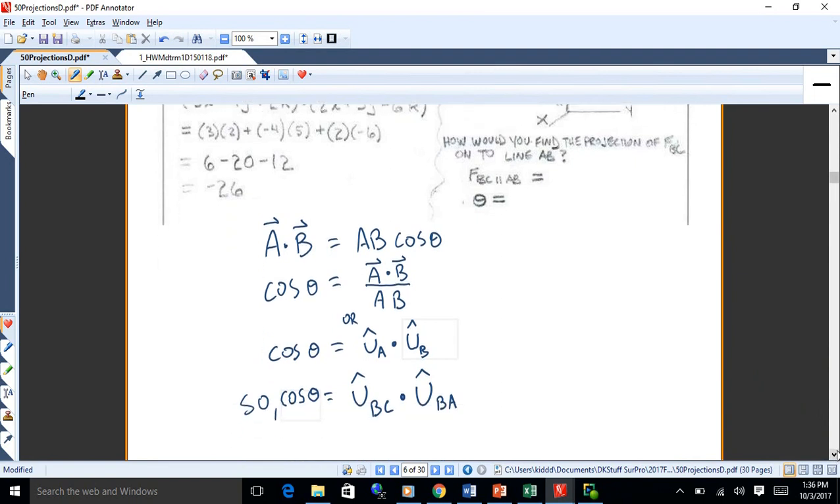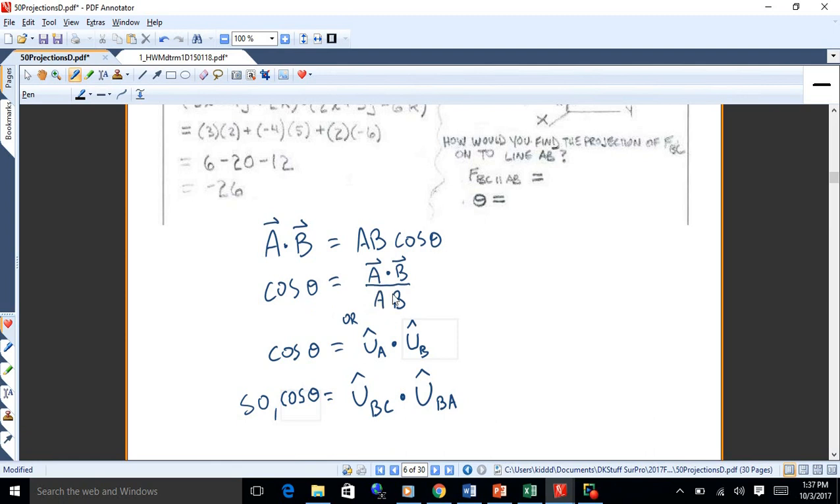Now the other thing we could do, if we want to find the angle, is we could take A dotted with B, which is AB cosine theta. All you've got to do is take that thing apart and solve it for theta. I just solved it for cosine theta. So if you want to find the angle between two vectors, you can dot the vectors together and divide by the product of their magnitudes.